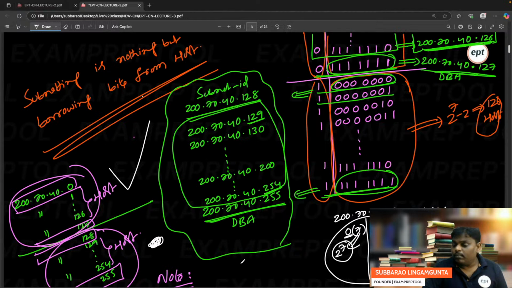Remember, subnetting means the network part will not change. In the host area, changes are there. The number of bits in the host area will decrease. Whenever the number of bits in the host area decreases, the hosts will decrease. For one subnet, hosts will decrease, because from the host area you are taking bits.